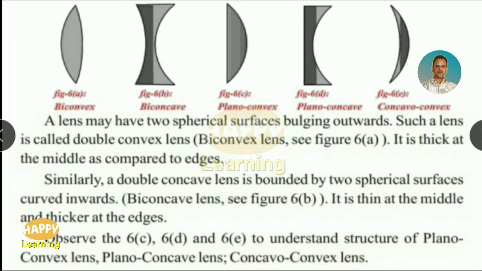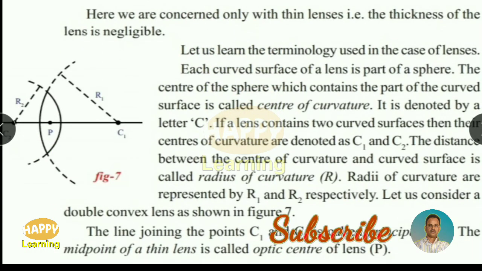Okay, right. Observe 6C, 6D, 6E to understand structures of plano-convex lens, plano-concave lens and concavo-convex lens. So this is plano-convex, this is plano-concave, and this is concavo-convex. Next, here we are concerned only with the thin lenses. That is, the thickness of the lens is negligible. So here we are considering lenses whose thickness is very, very less.